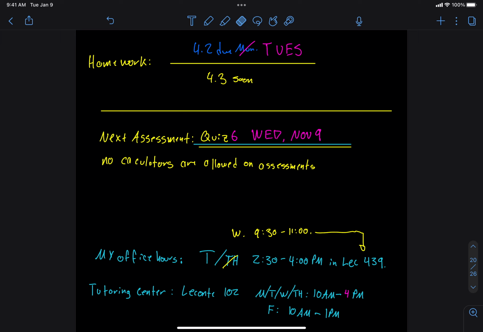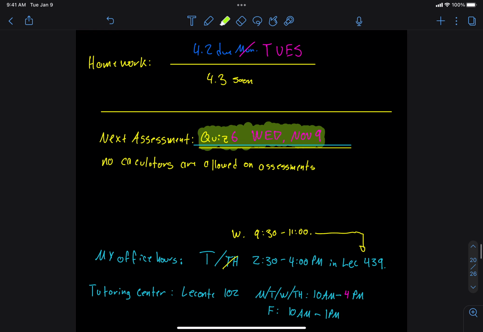I'm gonna post homework 4.3 soon. Your next assessment, and this is really important, everyone, so please make note. Quiz 6 was scheduled to be taken on November 8th, but I forgot that's election day, so we're not gonna have class that day. Instead, we will have the quiz the day after, on Wednesday, November 9th. So, last 15 minutes of class on Wednesday, November 9th. That'll be quiz 6. I'll talk about the content for quiz 6 soon, but that's far enough away that I'm gonna put that off for a minute.